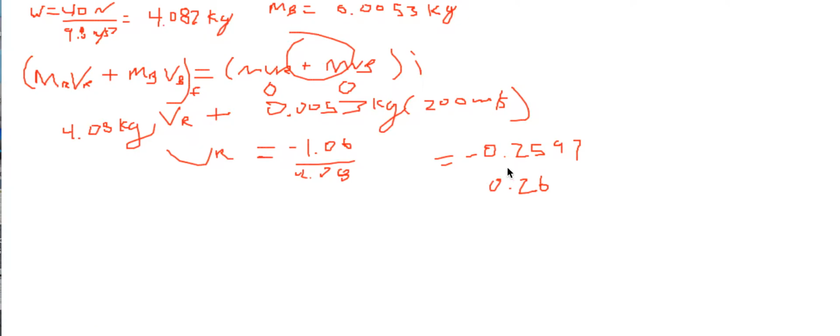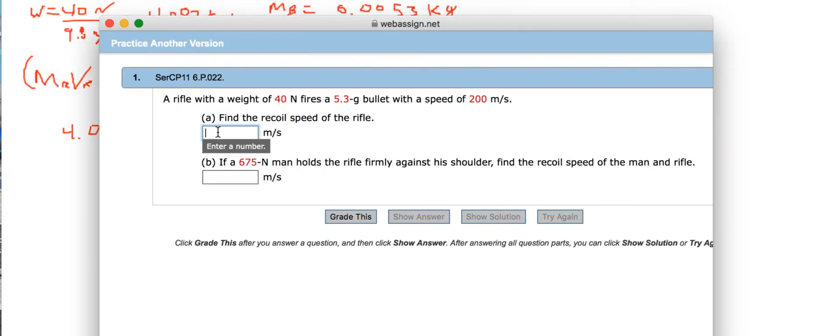or 0.26. And the negative sign just indicates that if you fire the bullet this way, in the positive X direction, the gun's going to recoil the opposite way, and it's going to be negative. So you don't need to include that in your answer. So 0.26 meters per second.